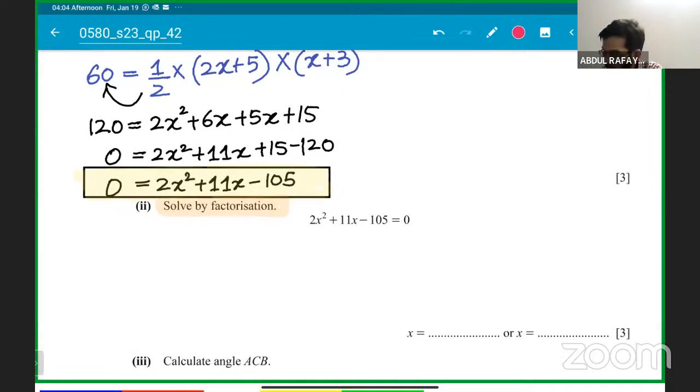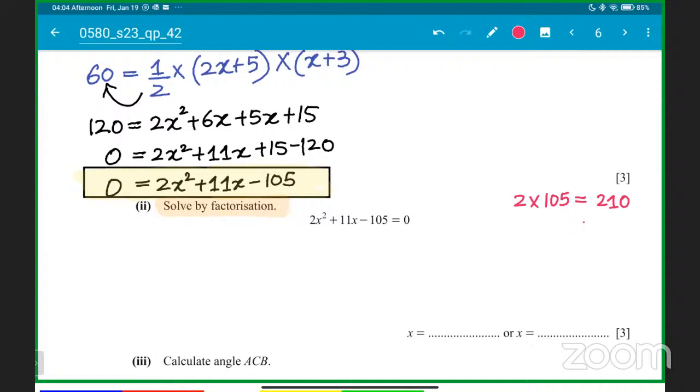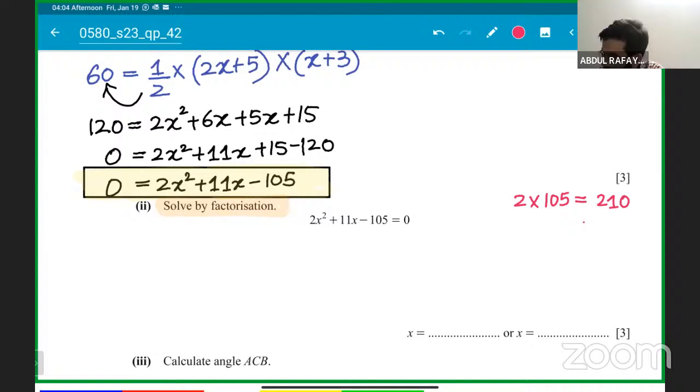You need the middle term numbers. 2 times 105 is what, students? 210. Which numbers will give us 210? Maybe 7, 7 times 30? No, try any numbers, students. We have to make 210 divided by 11. 21 and 10, 21 times 10 is 210. Very simple. Follow carefully, 21 and 10 will give the answer.